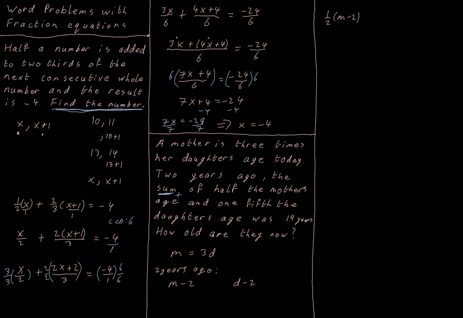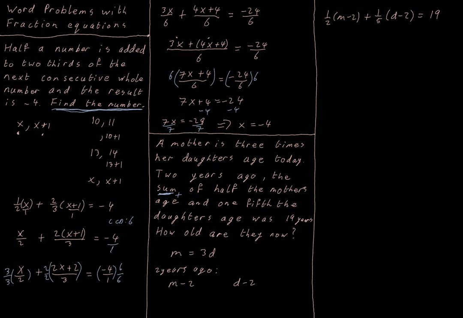And 1/5 the daughter's age. So we're adding up 1/5 of the daughter's age, which would be D minus 2. And we're told that the result of this sum is 19 years. So that is our equation.